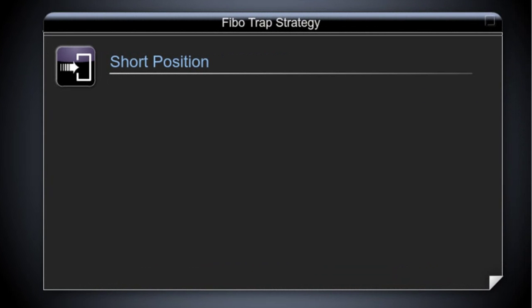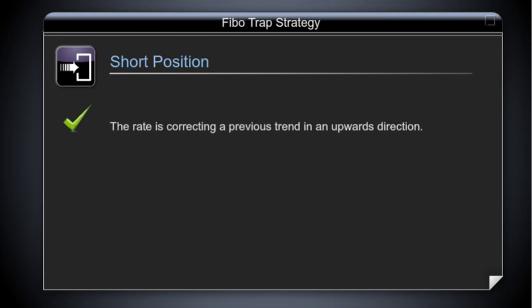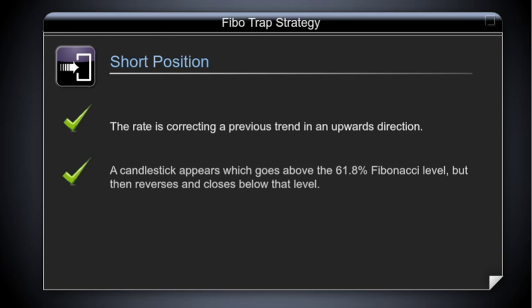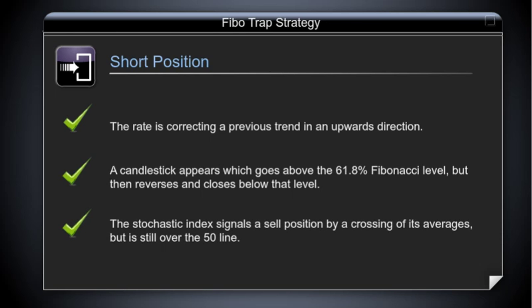A preliminary sell signal is received when the following three conditions have been met. The rate is correcting a previous trend in an upwards direction. A candlestick appears which goes above the 61.8% Fibonacci level, but then reverses and closes below that level. The stochastic index signals a sell position by crossing of its averages, but is still over the 50 line.